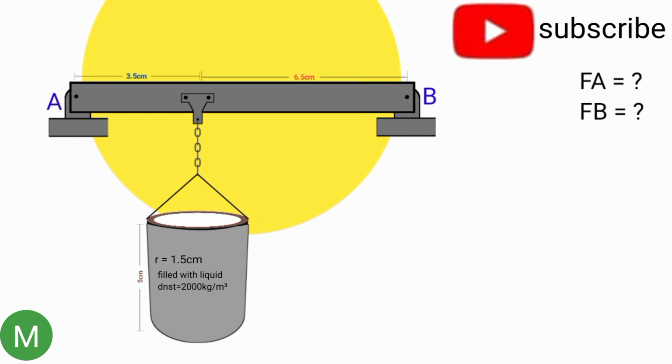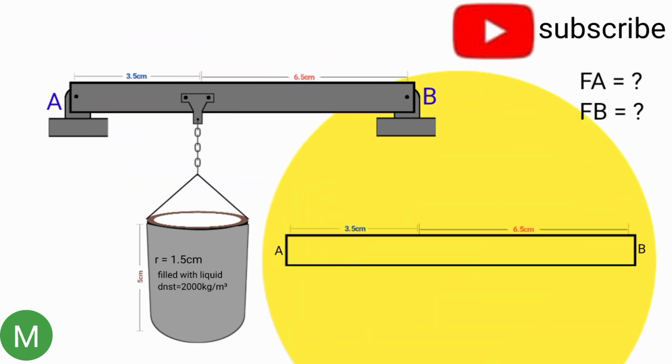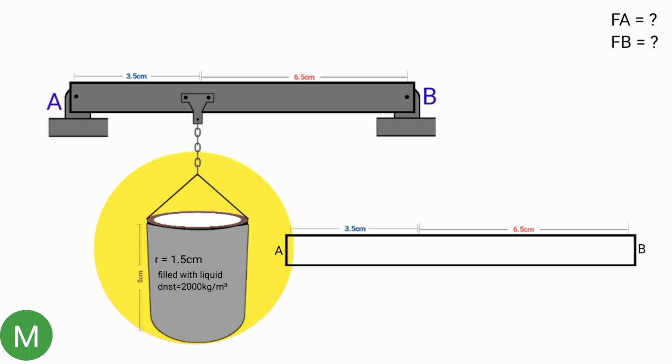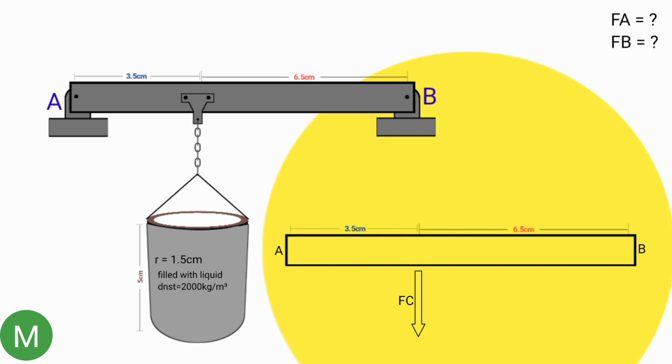Let's draw a free body diagram of this beam here. What are the forces acting on it? Since we have a container with liquid in it, there must be a downward force at this point here, 3.5 centimeters away from point A. Let's say C. At point A and point B, there must be reactional forces in the direction opposite to the applied force. Since the applied force is downward, the reactional force must be upward.